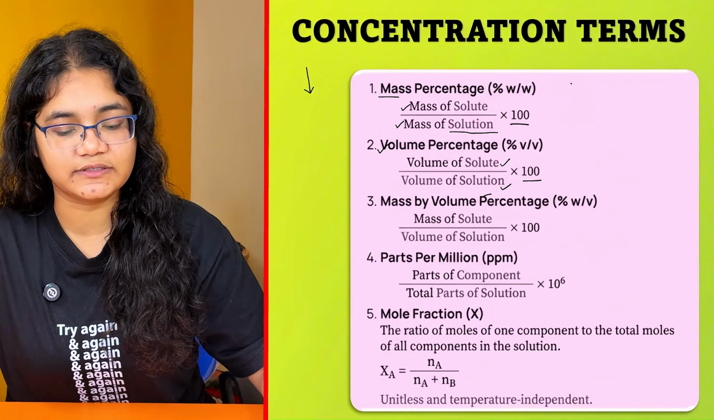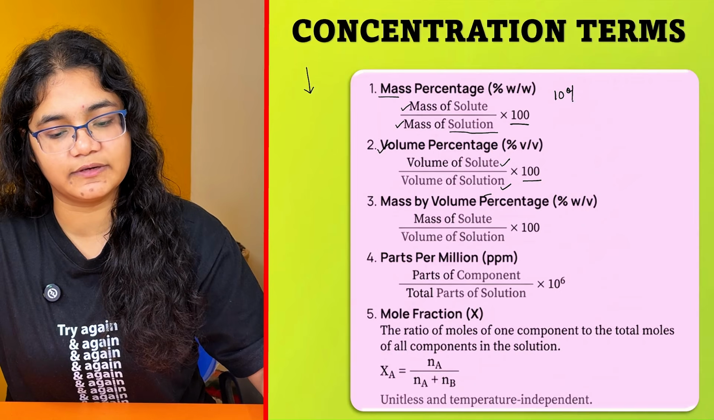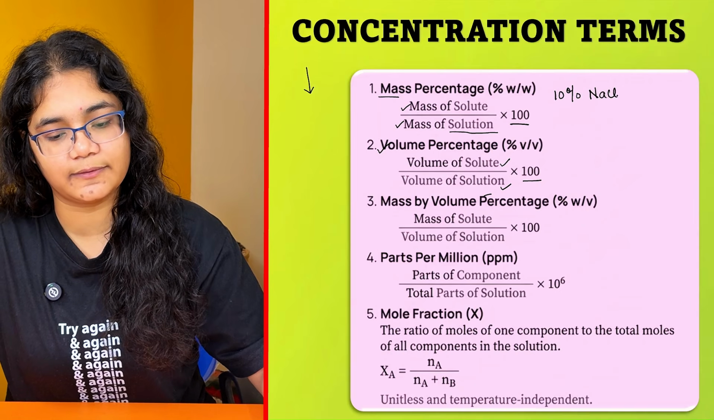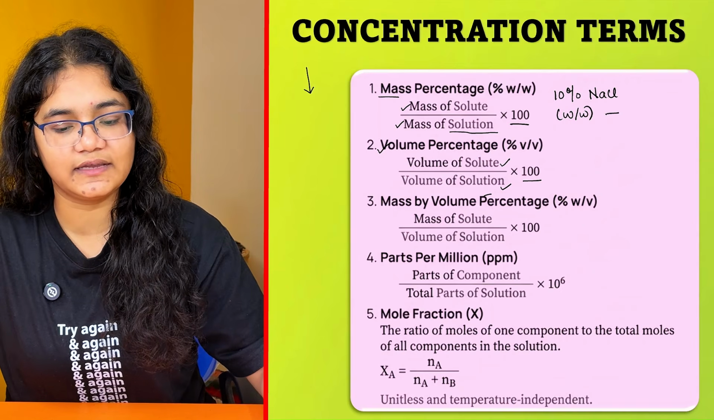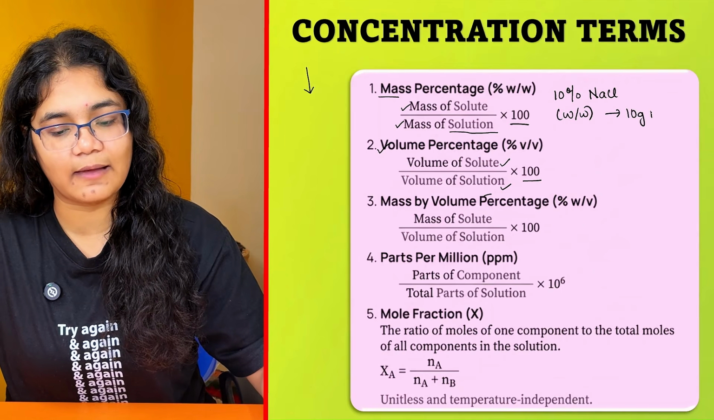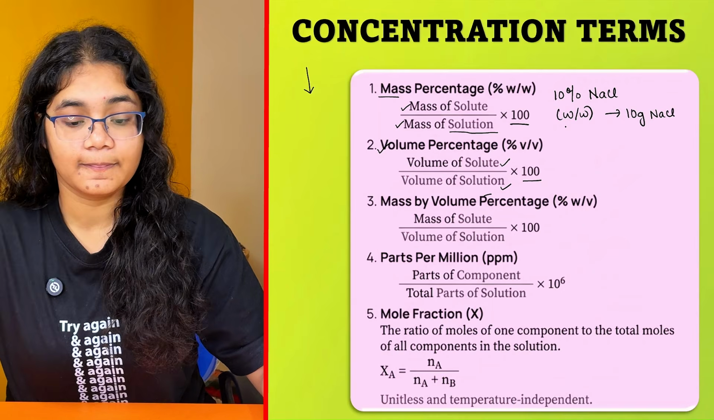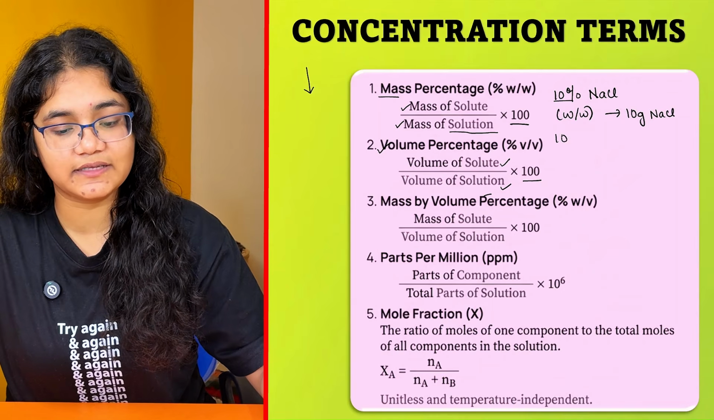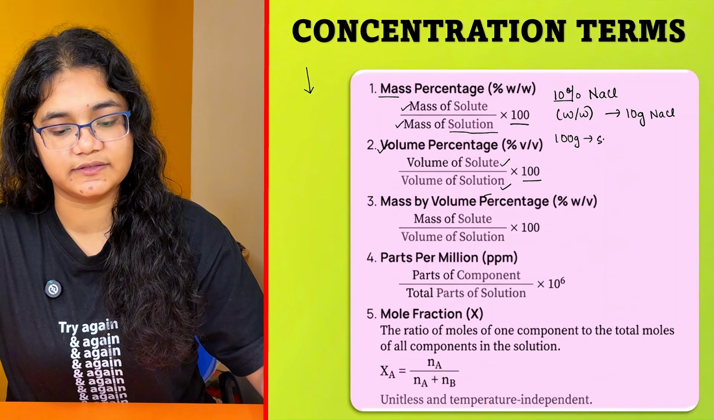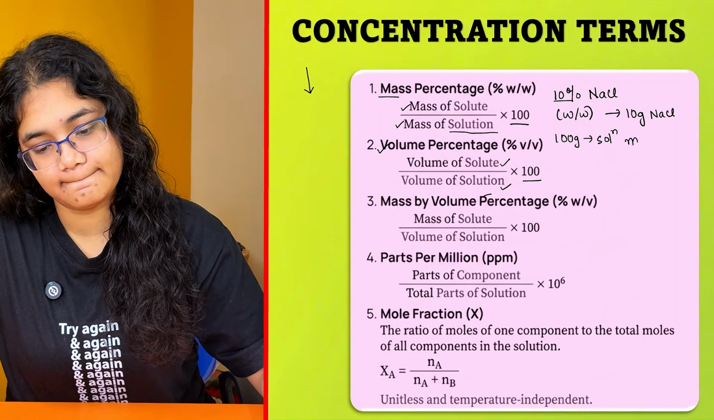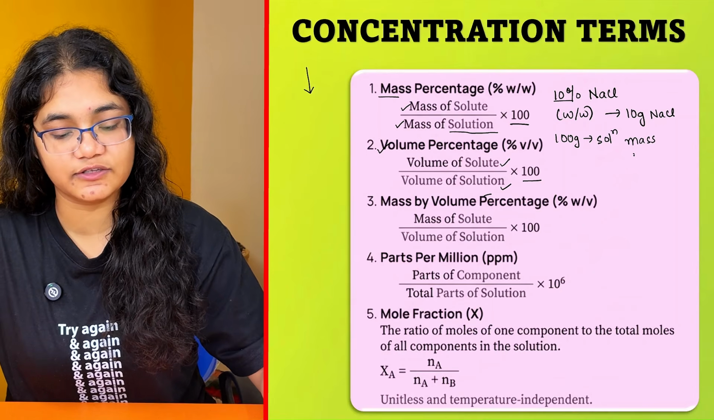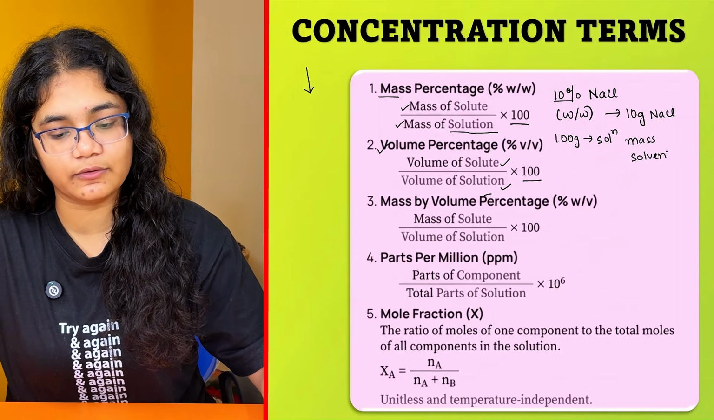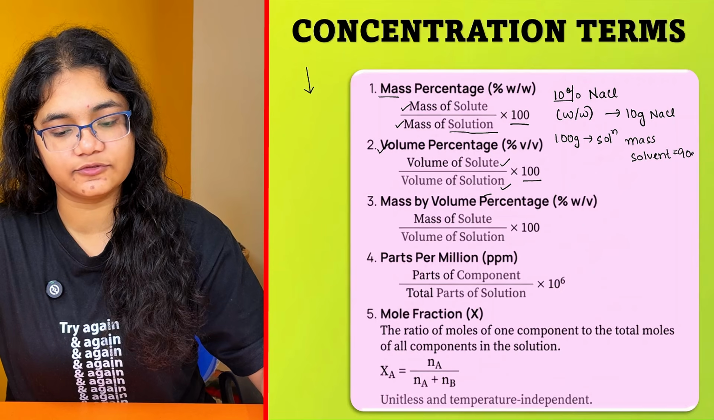Now I'll give you an example. Suppose I write a solution like 10% NaCl solution, and I write 10% W by W. So what does this indicate? This indicates that I have 10 gram of NaCl, and when I write percent, that means 100 gram is the solution mass, and 10 gram is NaCl mass. So what is the mass of the solvent then? You can easily calculate. Solvent mass is 90 grams.